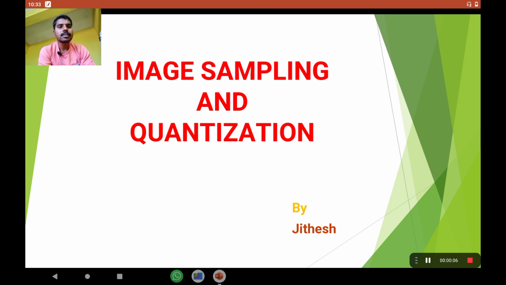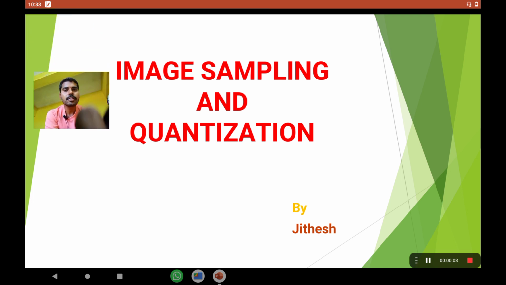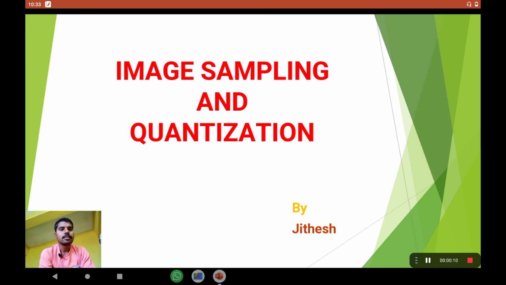So today we are going to discuss the image processing part. In the previous video we discussed what is meant by image and how we are going to use the image in real-time applications. Let's move on. Today's topic is nothing but image sampling and quantization.